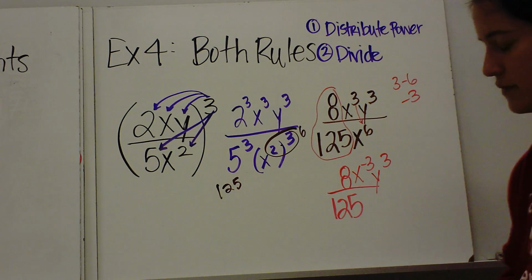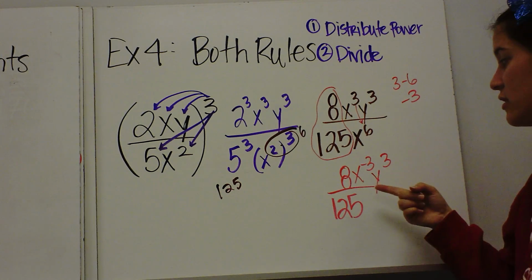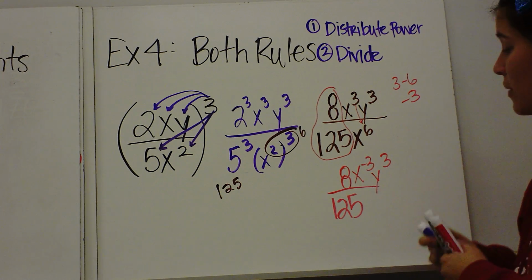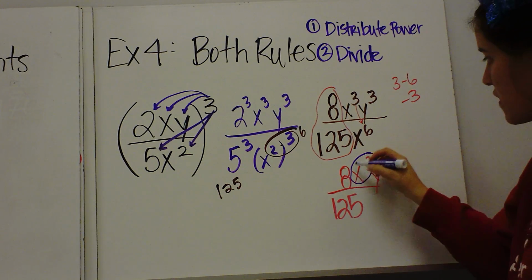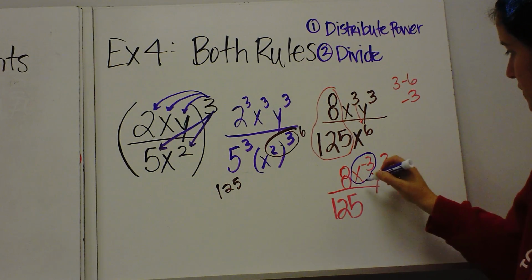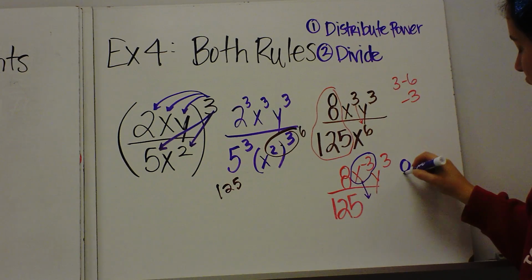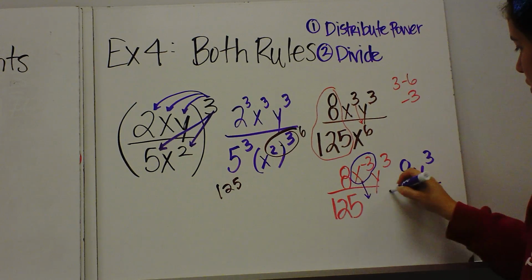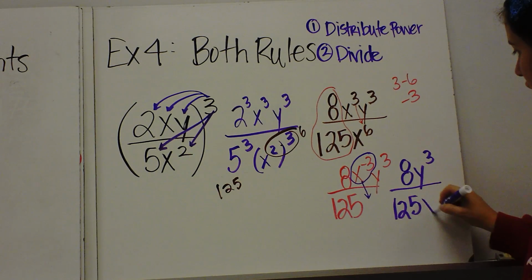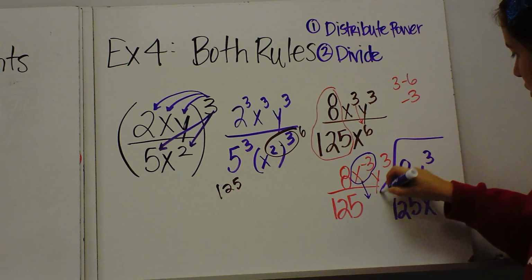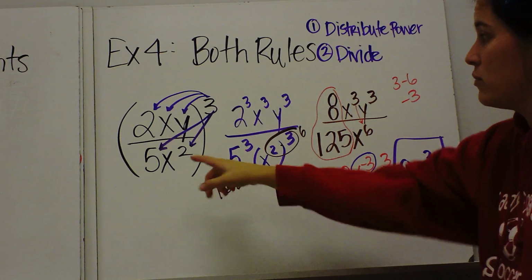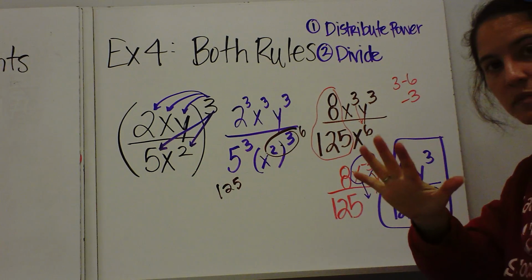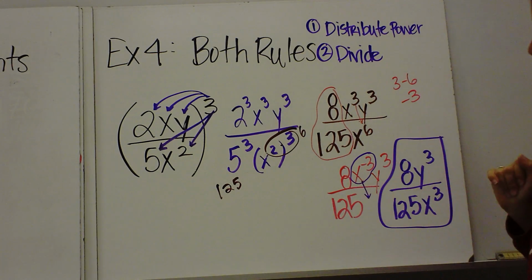This is a long one. And what's wrong with this? Hopefully you see that we have a negative exponent. We cannot have a negative exponent. So this has to move to the bottom. So we have 8y to the 3rd over 125x to the 3rd as your final answer. That was a long problem. 1, 2, 3, 4, 5 steps. A long problem.